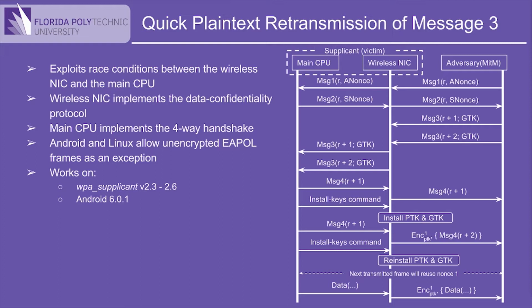The adversary will then quickly send both message 3s to the client, causing the first message 3 to be processed and have the keys installed. It will then send encrypted frames until the second message is processed and the keys are reinstalled. It will then reset the nonce values and re-encrypt data frames, leading to the same problem created in the previous attack.